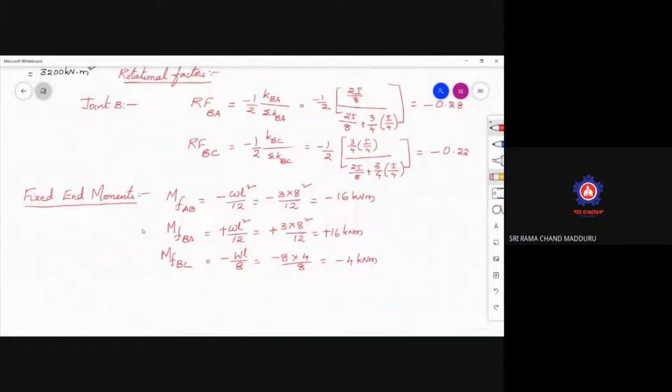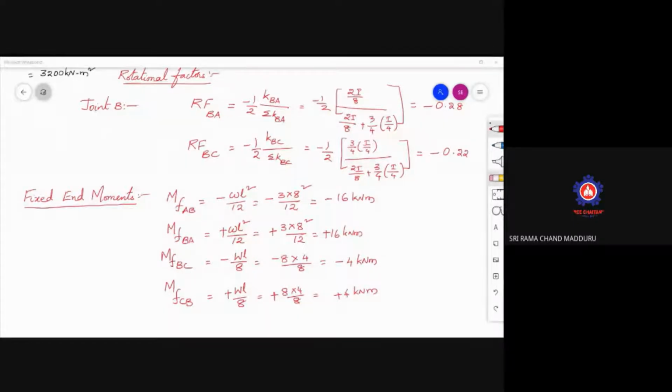Similarly, MFCB is plus WL by 8, plus 8 into 4 by 8, plus 4 kilonewton meter. So these are the fixed end moments due to the external loading. So due to the external loading, we have calculated the fixed end moments.